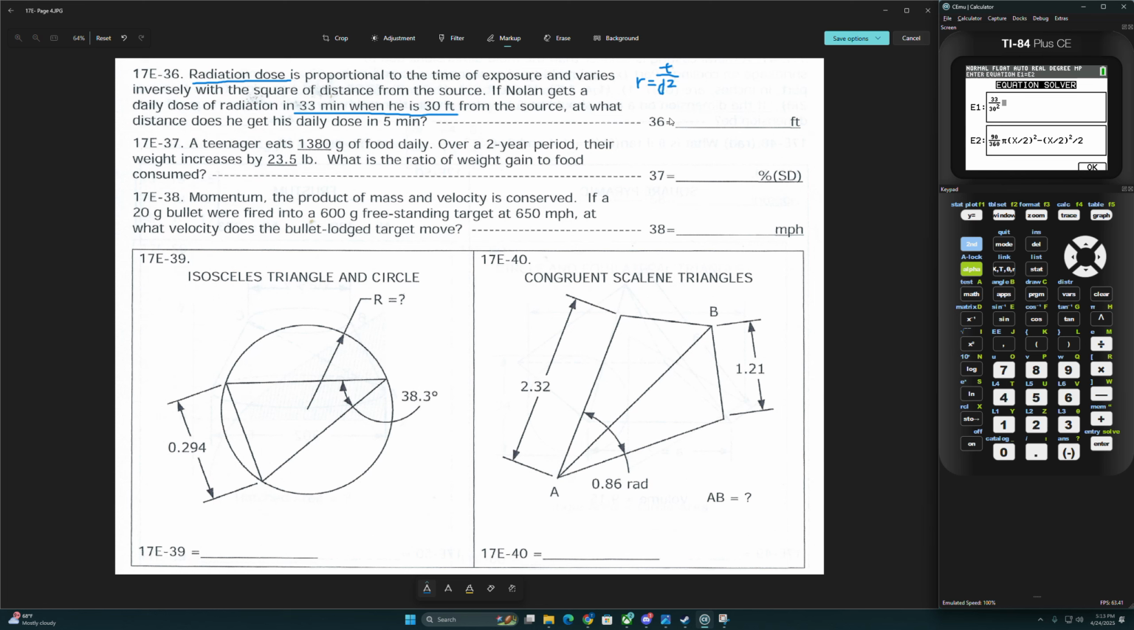That's the R constant, and it's being set equal to the other hypothetical situation, which is he needs to get his daily dose in 5 minutes. So it gives us the time, but we don't know the distance. So we're going to use x, and we're going to square it.